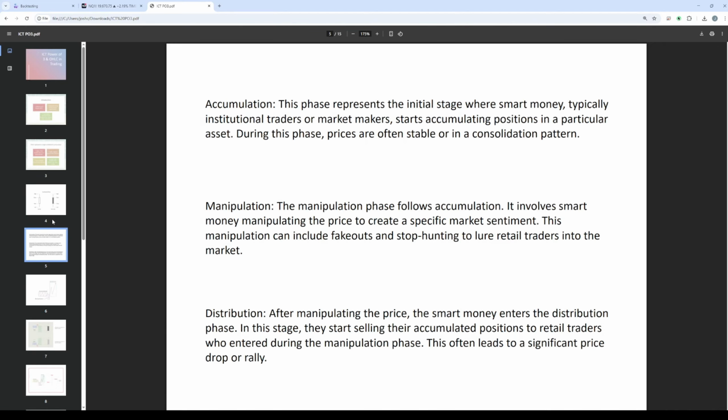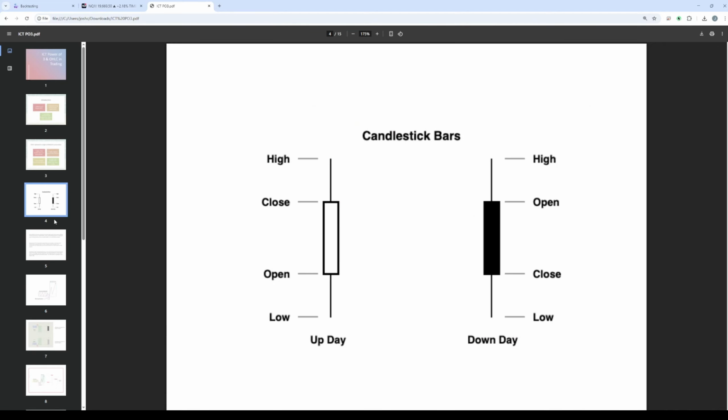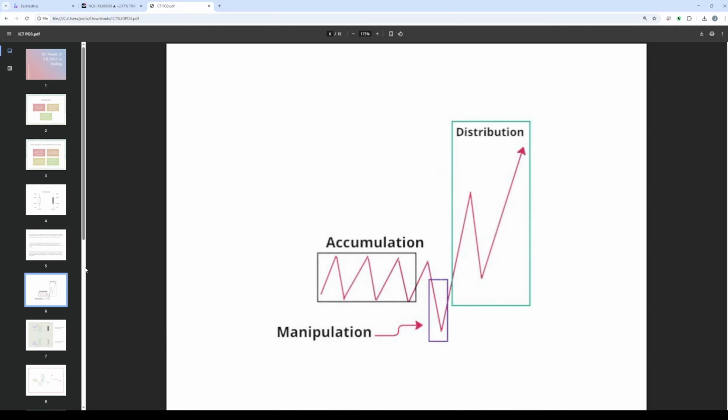So now I'm going to move on to what exactly is the PO3 and how you can use that with this sort of concept. So the PO3 is what's known as AMD, right? Accumulation, manipulation, and distribution. Now, what this means is what you'll see is price accumulate, right?